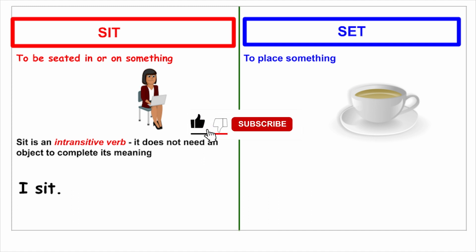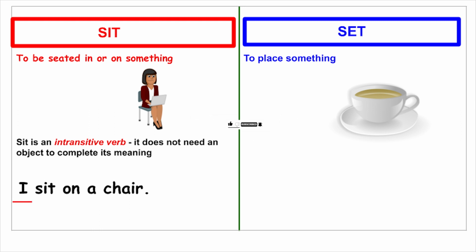In this case, I sit on a chair. I is a noun, sit is the verb, and on a chair is a prepositional phrase. There is no direct object. Therefore, sit is an intransitive verb.